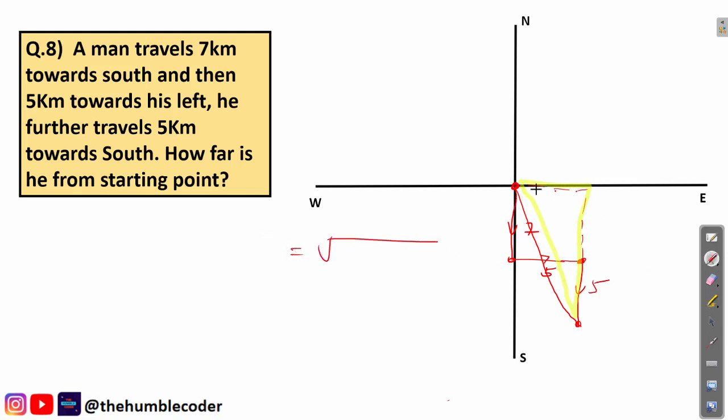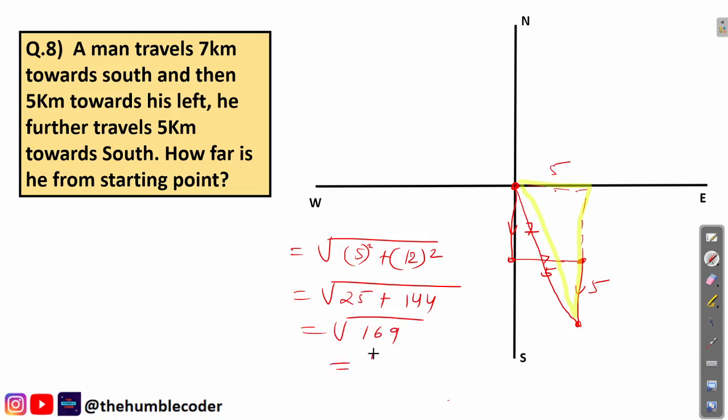So let us take this first. This is 5, we can see from here, so it's 5 square plus this. This is 7 plus 5, which is 12. So in this way we have taken both the sides. Now solve it. 25 and 144, it's going to be 169, for which the root is 13. So the answer for this should be 13 kilometers. Let's check it. So the answer is 13 kilometers.